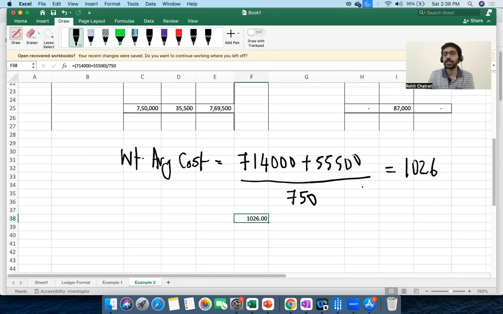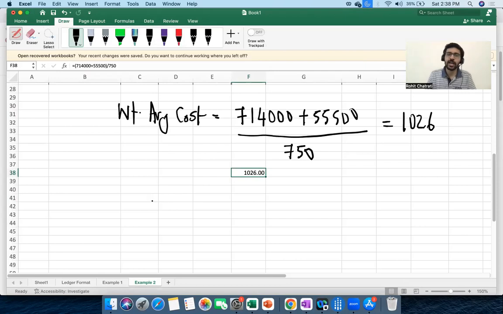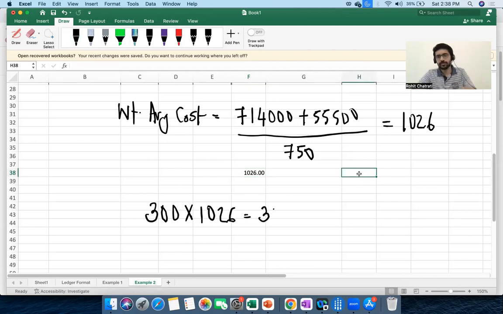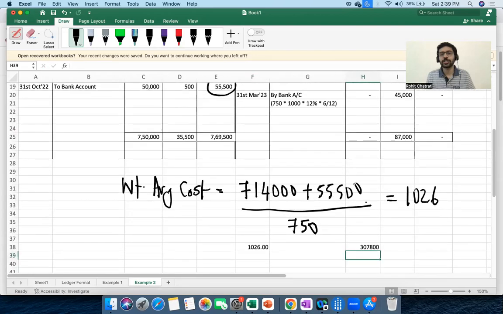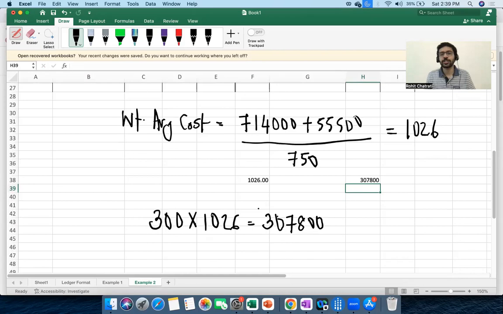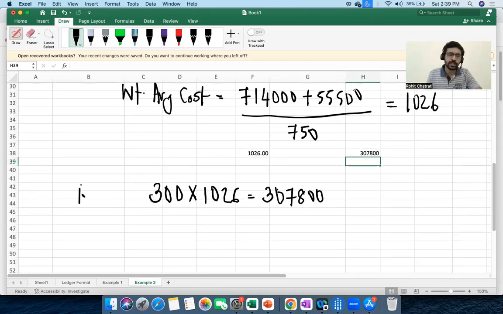Now I have actually sold 300 debentures. I have sold 300 debentures. So the cost of my debentures sold is 300 multiplied by 1026, 3 lakh 7,800. So it's going to be 3 lakh 7,800. That is the cost of the debentures I've sold.